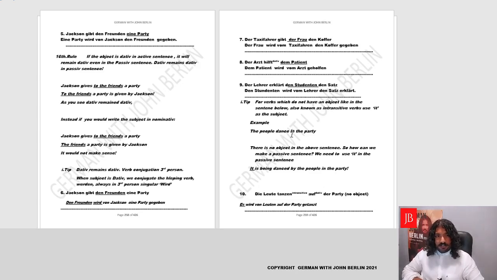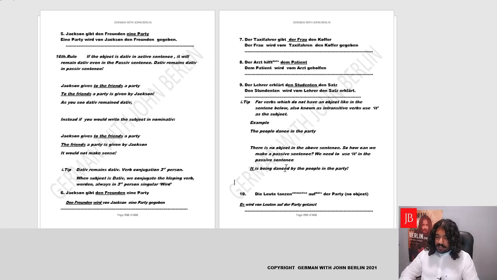So they're called intransitive verbs. So, people danced in the party. For such verbs where there is no direct object to be found, not even an indirect object, in that case we introduce our own subject in the passive sentence, that is es. In German, es; in English, it. It is being danced by the people in the party.